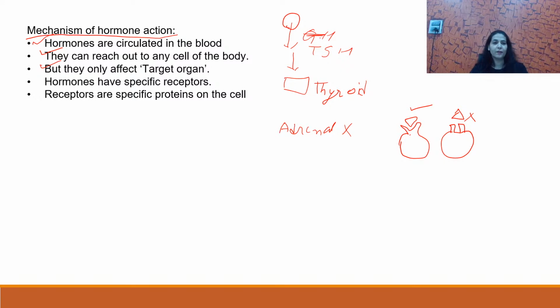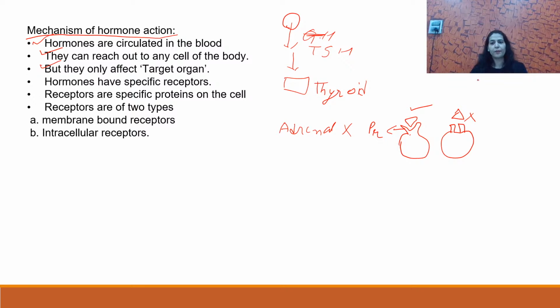Okay, so they are very very specific. And what are receptors? Receptors are the proteins on the cells. So these receptors are the proteins on the cells. They are present on the surface of the cell, waiting for hormones to get attached. All right. Okay, no problem. Receptors are of two types.